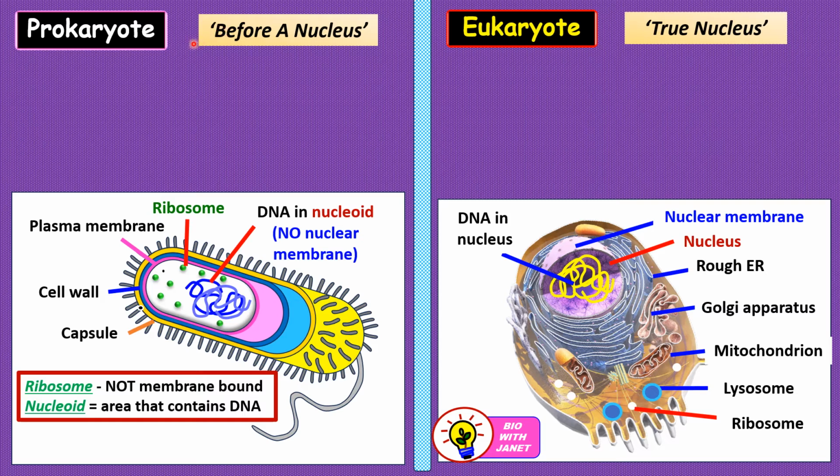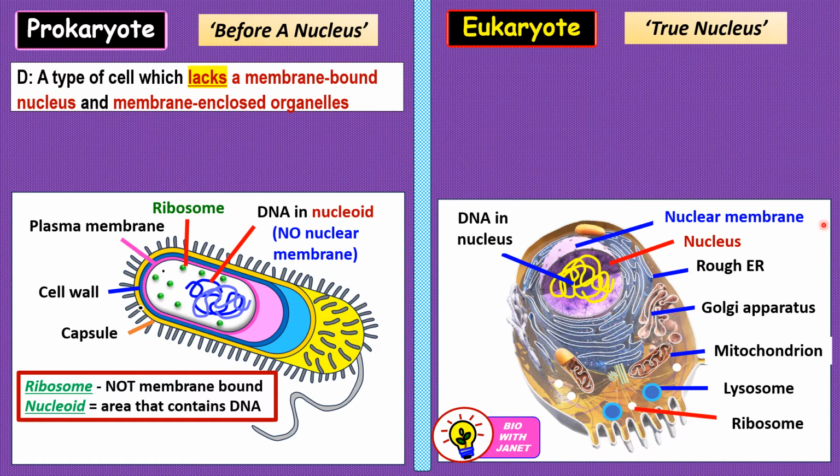Firstly, let's discuss these two terms, prokaryote and eukaryote. What is a prokaryote? The word pro means before, and karyote has to do with a nucleus. For example, karyokinesis is the division of the nucleus, as we have studied in the topic of mitosis and meiosis. All right. So prokaryotes are cells that lack a membrane-bound nucleus, which we call the true nucleus, and membrane-enclosed organelles. Okay, so I'll come to that later. Now we'll look at the examples.